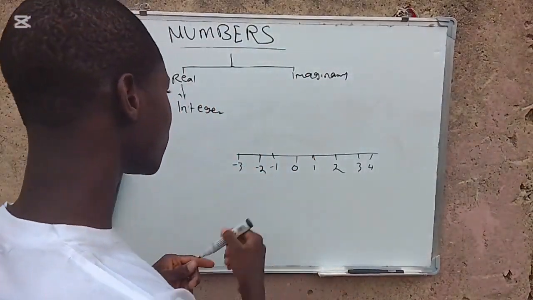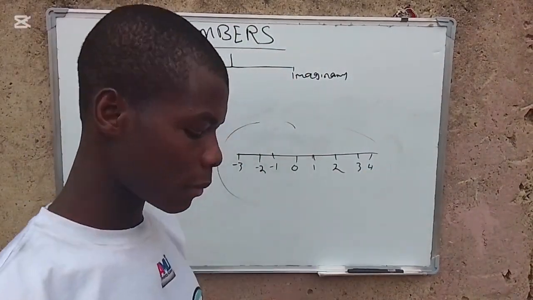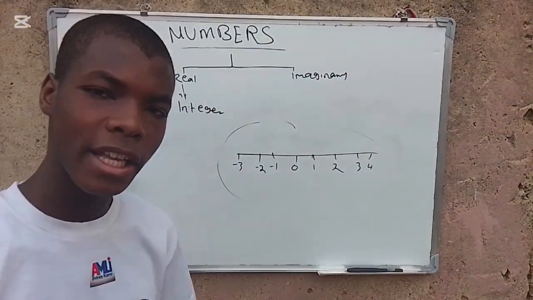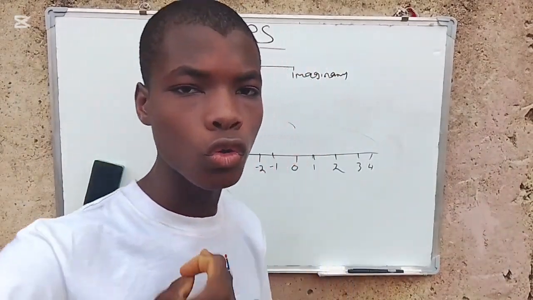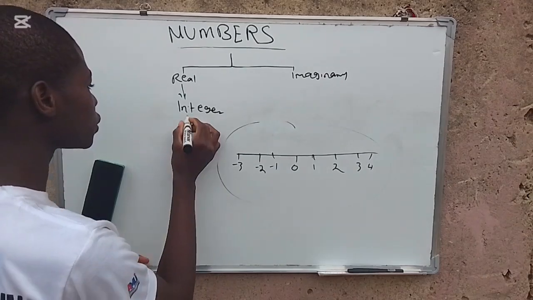So therefore, all of this is integer, because an integer consists of either negative numbers, 0, or 1 or 2 up to infinity. But let me see on what?